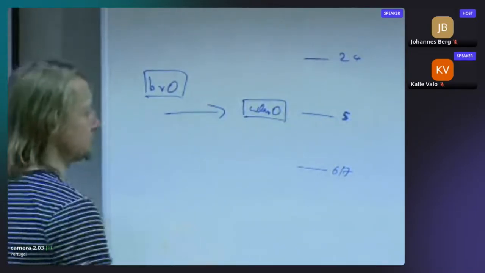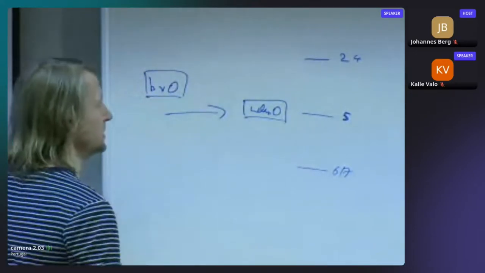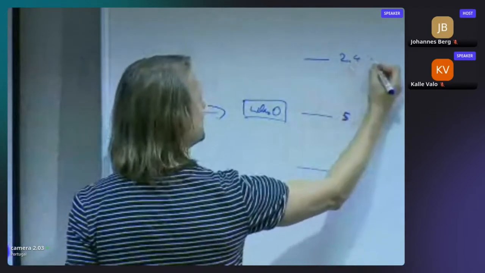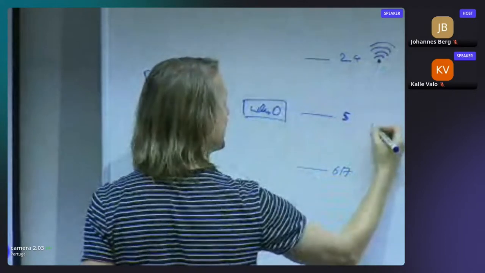So what happens is that you have the station side, which may... Maybe like 2.4, so now each one of those is a kind of separate access point, right? Right.